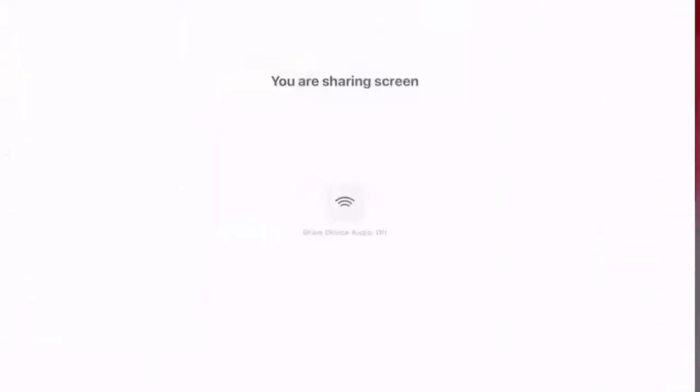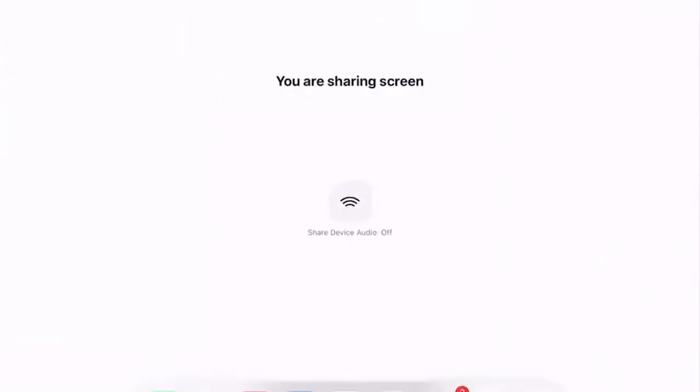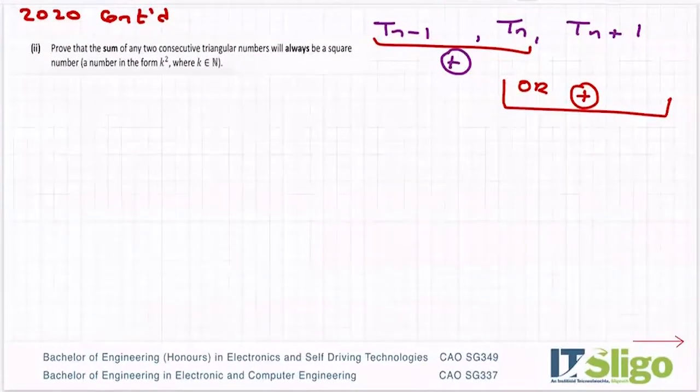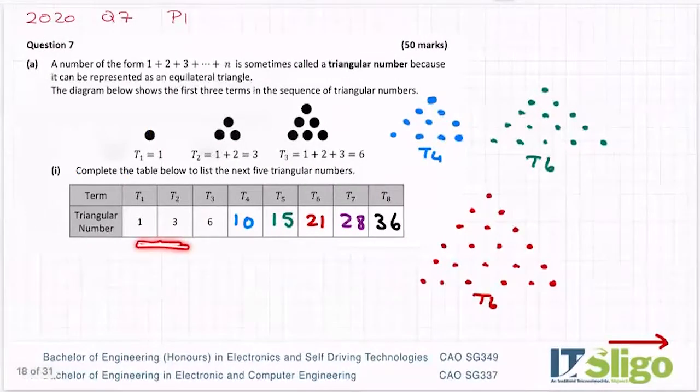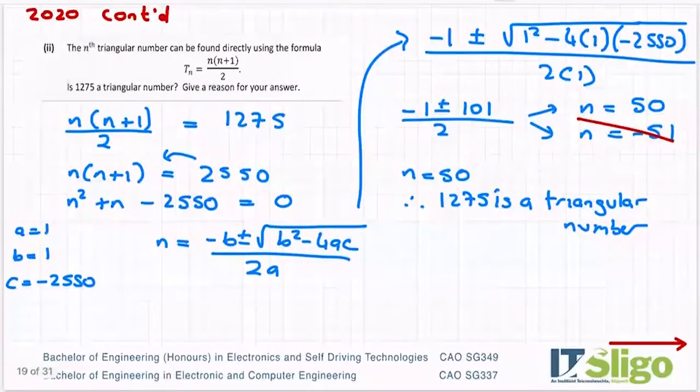Okay, and that's the benefit of doing it with Tn plus 1, Tn minus 1, rather than going back to the table and trying to do it with two specific terms. Because if you do it with actual terms, then you're only proving it for that case, T1 and T2. If you do it for Tn plus 1, Tn minus 1, you've done it for every single case. Okay, so that's what they're asking you. So I'm looking at my question.